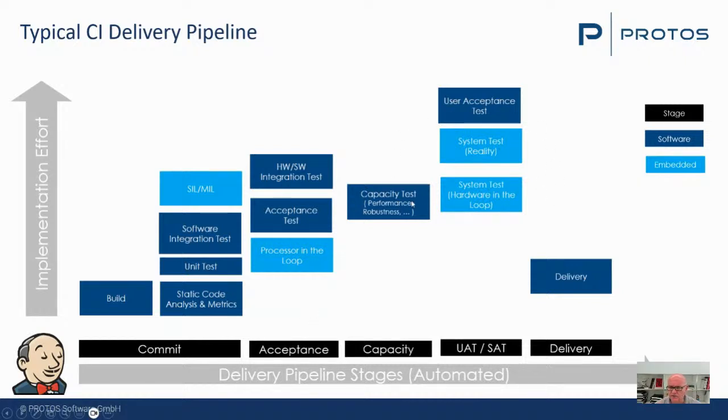And then later you can run a system test as a hardware-in-the-loop test, or a system test in reality. Now, a unit test framework can help you with unit tests, software integration tests, and processor-in-the-loop. Those are the typical things you can do with a unit test. And with a mini-HIL, for example, you can run hardware-software integration tests, acceptance tests, capacity tests, and also the hardware-in-the-loop system test to a certain degree. Maybe not the complete system, but a big part of it.